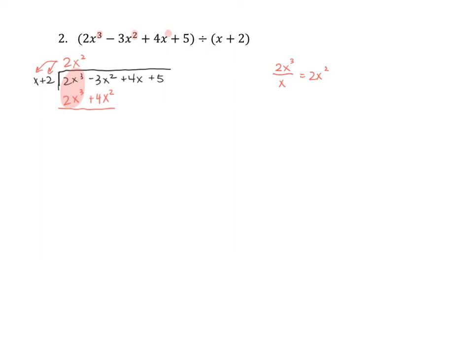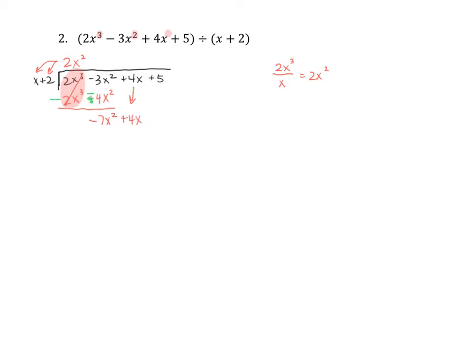The next thing we want to do after we multiply is subtract. When you subtract polynomials, remember that you have to distribute the negative to the whole polynomial. That means this is a negative and this is a negative. So you distribute the negative to everything on the bottom that you're subtracting. Once we do that, we see that 2x cubed minus 2x cubed is going to zero out. Negative 3x squared minus 4x squared is negative 7x squared. And then we bring down the next thing, so plus 4x.